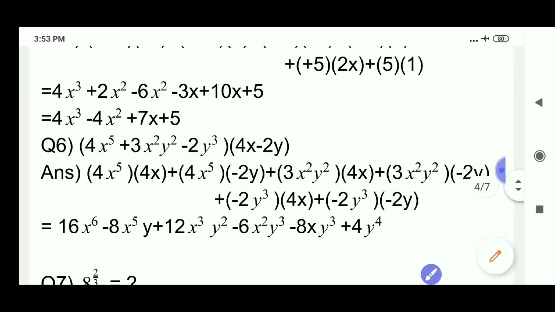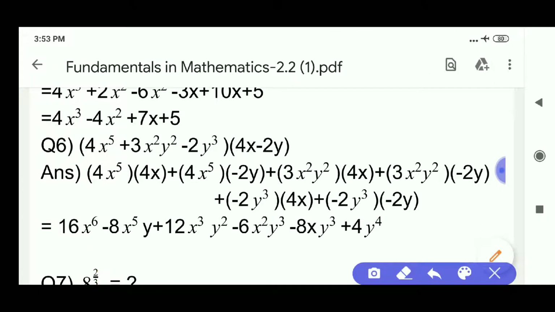One more question. 4x power 5 plus 3x square y square minus 2y cube into 4x minus 2y. First, complete the multiplication with 4x power 5. 4x power 5 into 4x and 4x power 5 into minus 2y.